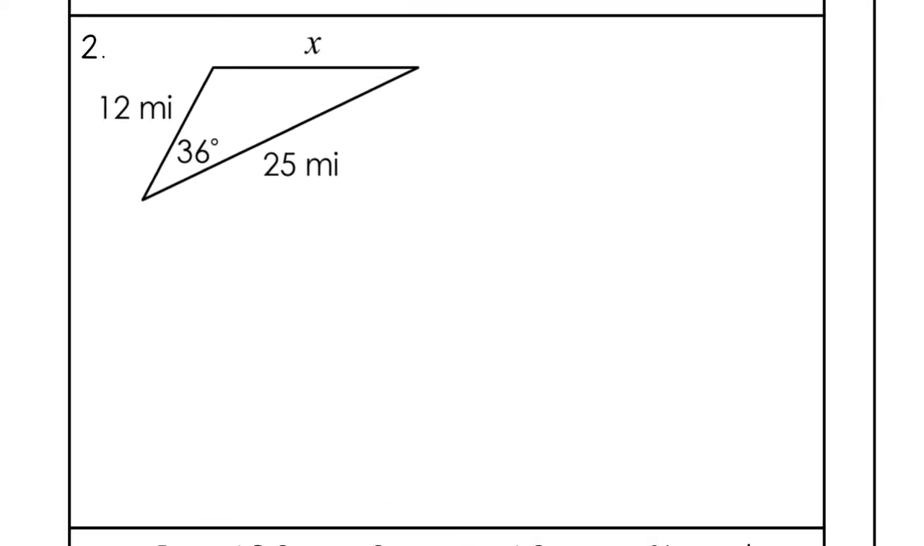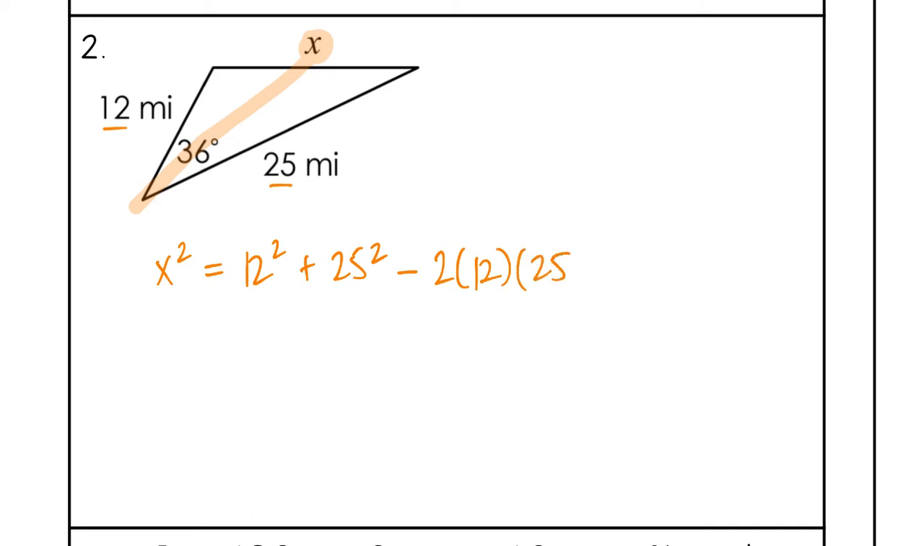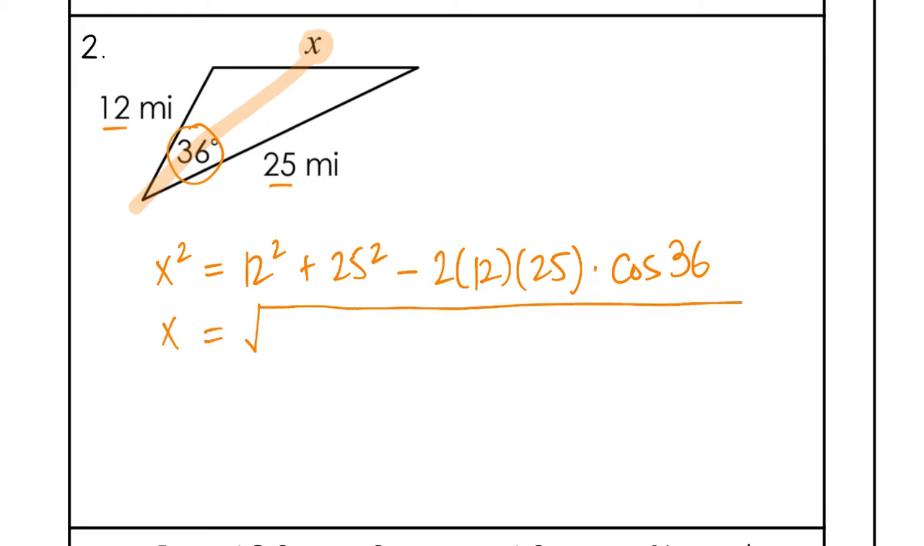Okay, so looking at this one, this is our missing side, so we have to know the angle across from it, which we do. So we're going to start out with x squared is equal to the other two sides that we have, so 12 squared plus 25 squared minus 2 times 12 and 25. So again, these are the sides that we already know, times the cosine of the angle that's across, so cosine 36. Now we just want regular x, so we need to take the square root of that entire right side.